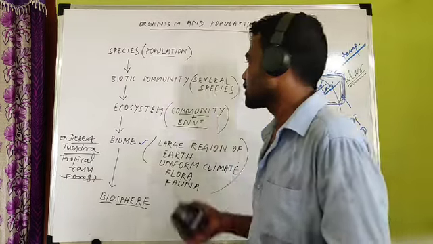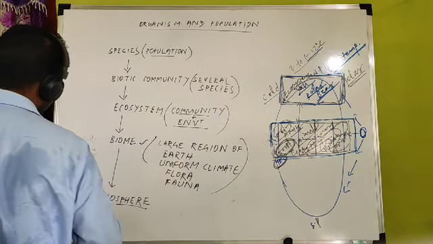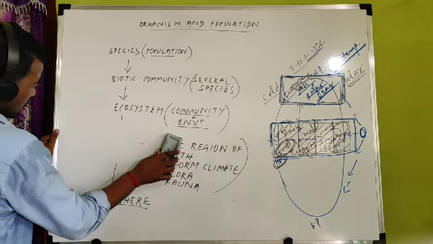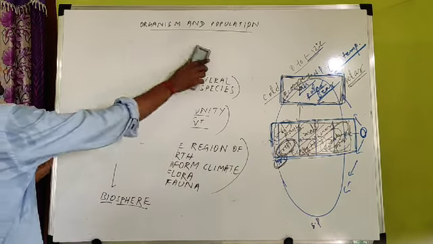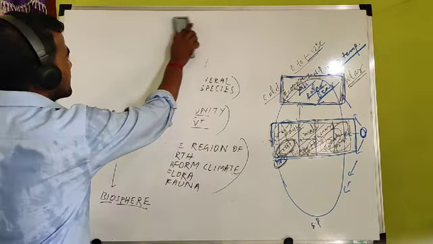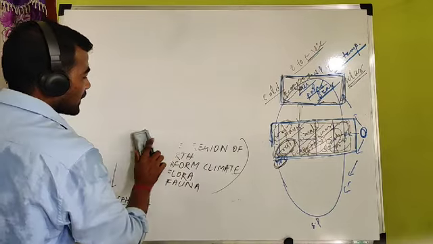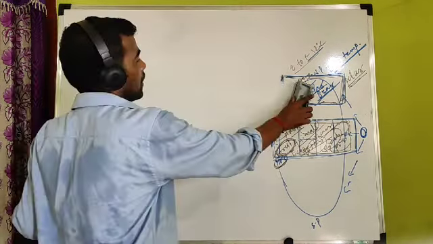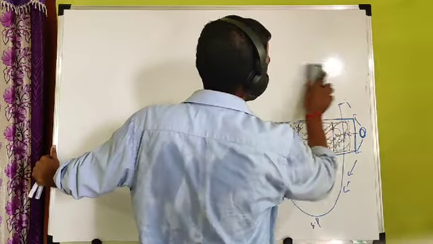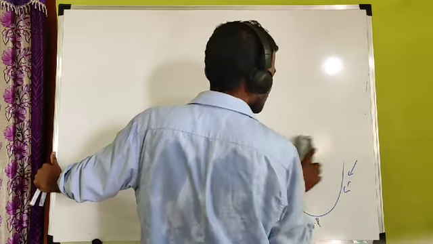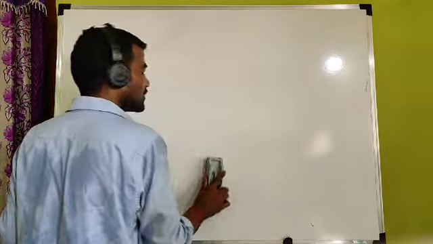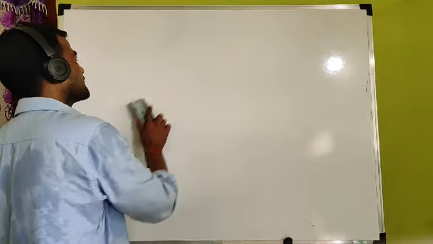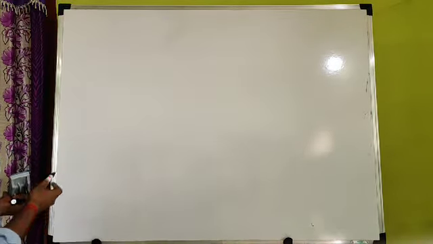So these are the important terms. Now we will discuss a few other important terms in addition to these. One important term is community, or biotic community. With respect to biotic community, some important questions come both in entrance as well as in your board examination. So let's take community.